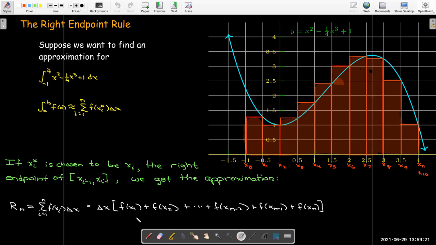It looks very much like the left endpoint, but the difference is that now in our formula, we're starting here at x sub 1 and going to x sub n, because x sub 1, of course, is the right endpoint of my first interval, and x sub n is the right endpoint of my last interval. So I've chosen the height of my rectangles to be the function value at the right endpoint of each subinterval.